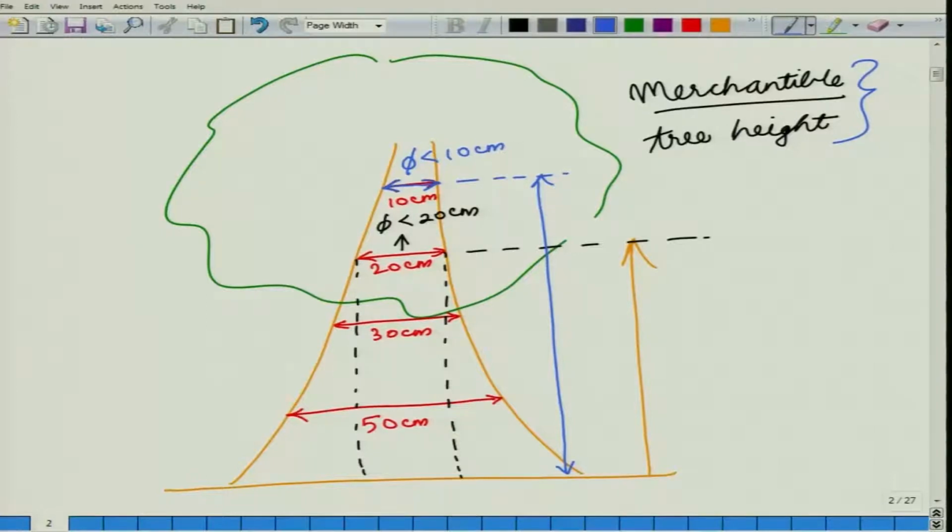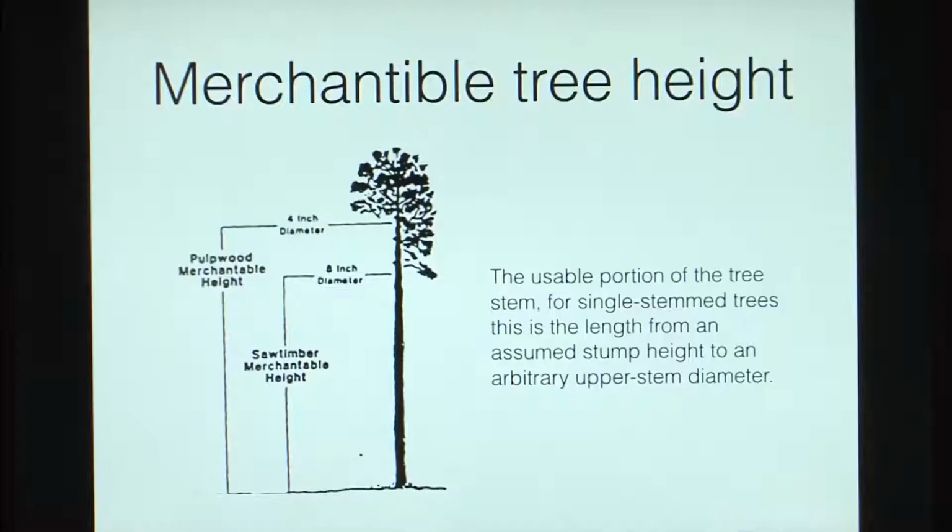So, now if we go back to our slide, here you can see that we have defined two diameters, an 8-inch diameter for saw timber merchantable height and a 4-inch diameter for a pulpwood merchantable height. So, because of the taper of the tree, the 4-inch diameter would be above that of the 8-inch diameter. So, the pulpwood merchantable height would be greater than the saw timber merchantable height.